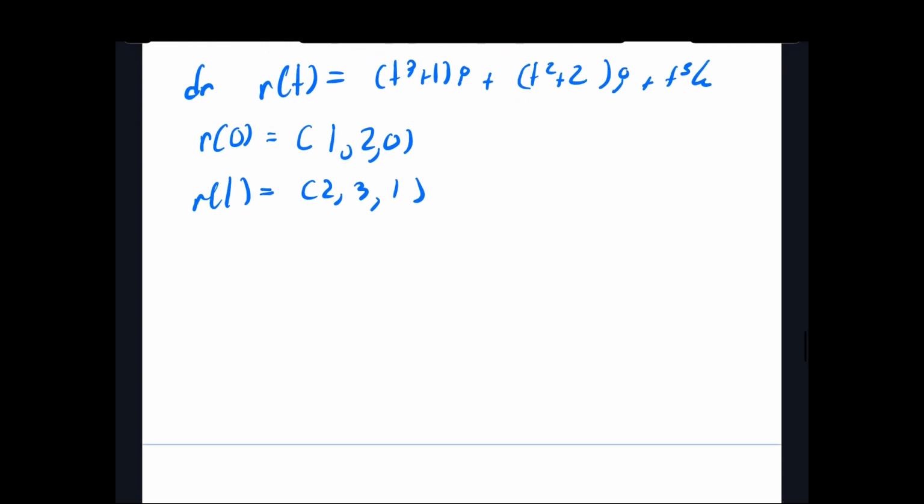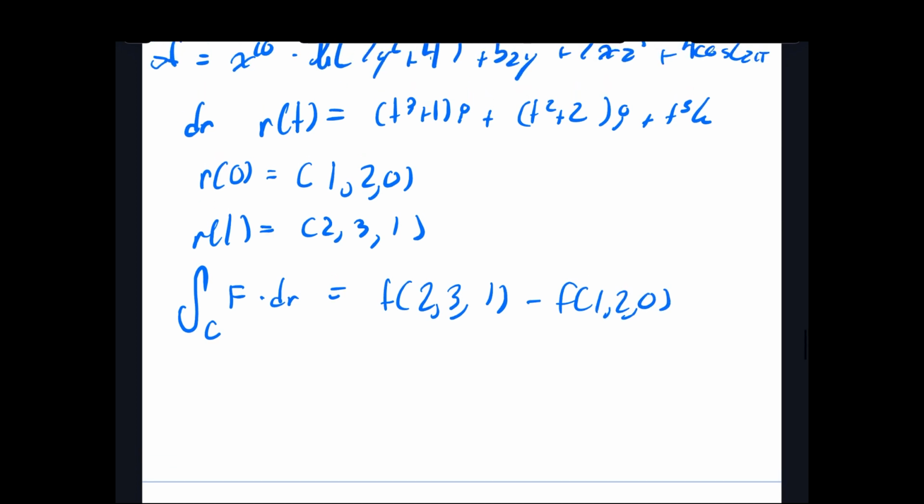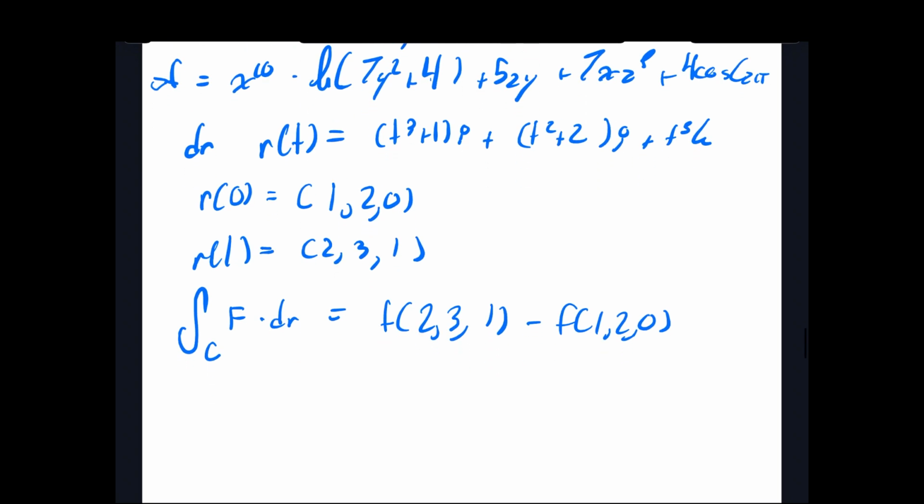Okay? And so finally, what they're asking you to evaluate for is now equivalent to f at 2, 3, 1 minus f at 1, 2, 0. And that's this f right here. And for me, this was 2 to the 10 ln 67 minus ln 32 plus 21.